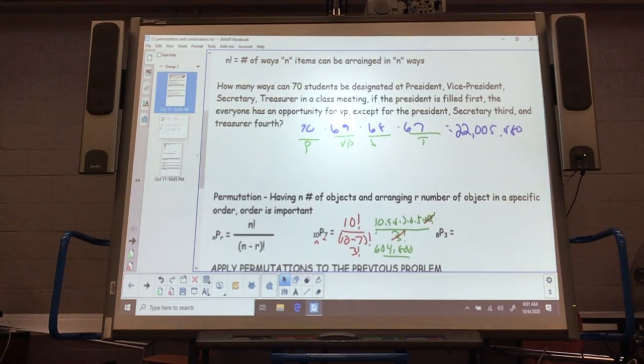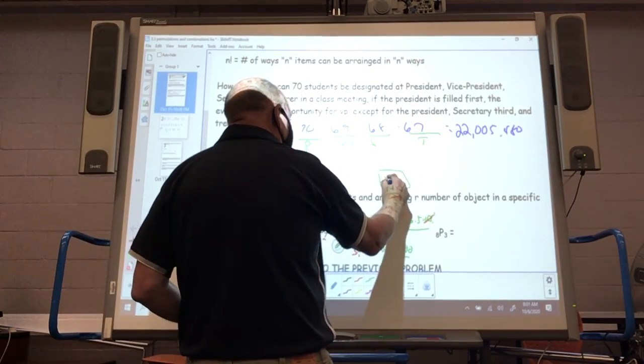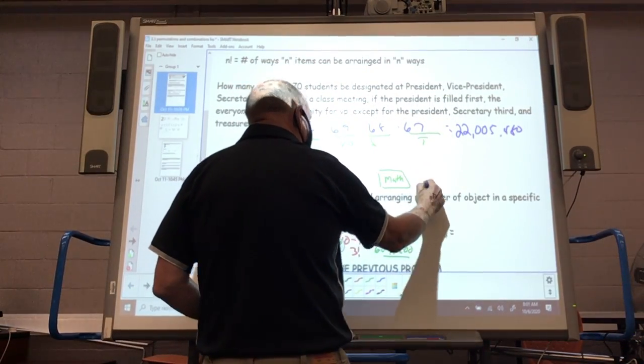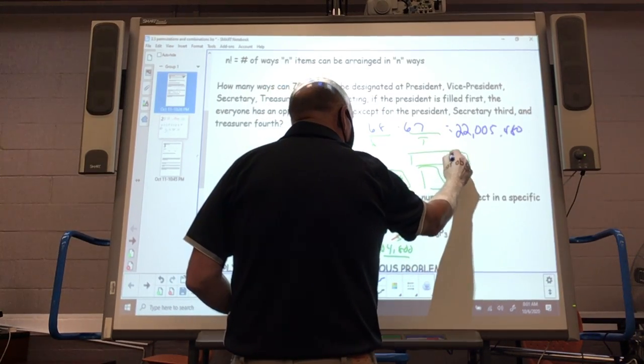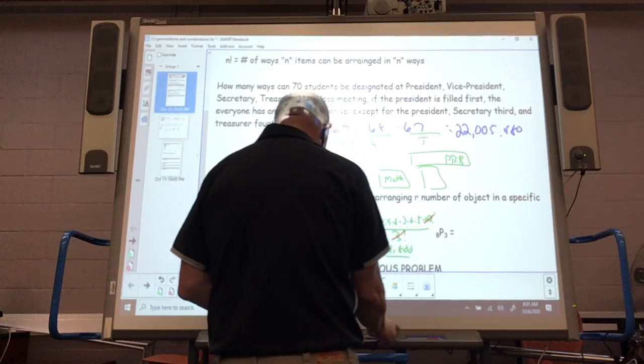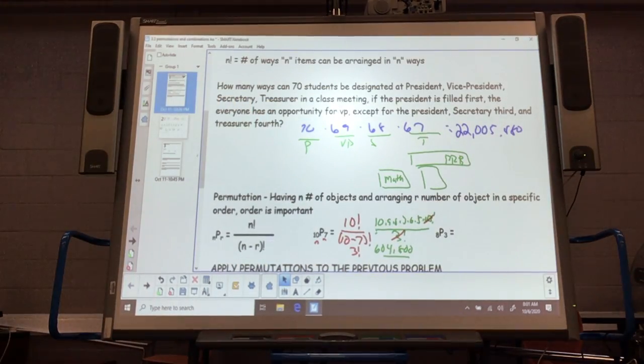So you go math, and then you want to go to, along the top here, PRB. The second option is NPR. You go to that. Math, NPR. Okay, and it pulls down an answer.